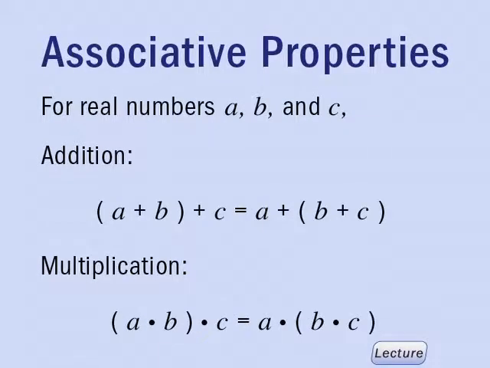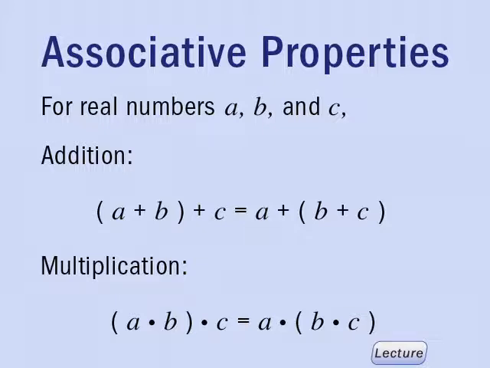Associative properties, those have to do with grouping. The associative property for addition states that (a plus b) plus c is equal to a plus (b plus c). And the associative property for multiplication states that (a times b) times c is equal to a times (b times c). Notice each time regrouping has been done.